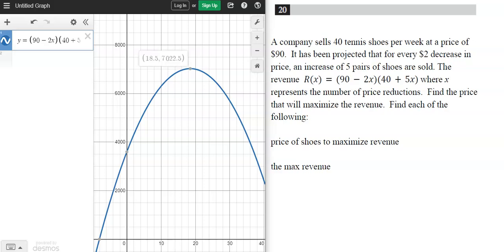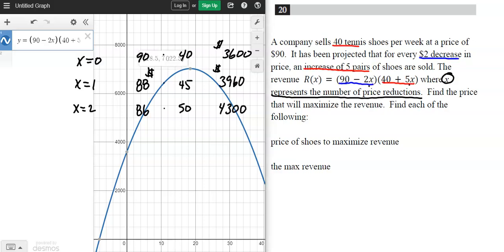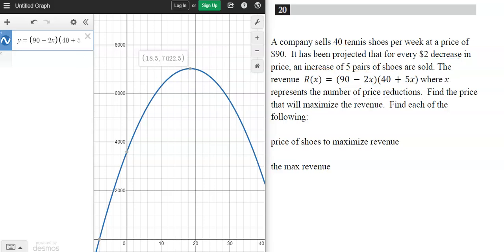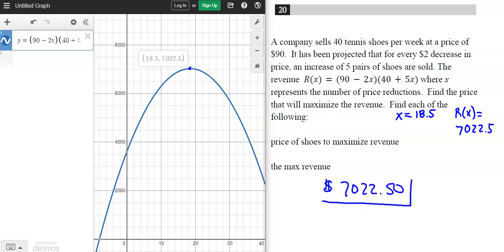So let's interpret what that really means with this problem. I found this maximum way up here at the top of the quadratic. And it's telling me that when x is 18.5, my r of x, my revenue, is 7022.5. So I think I found the max revenue. It's $7,022.50. That's the most money I'm going to make.